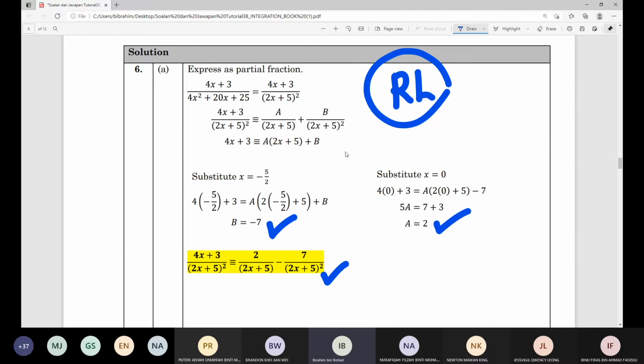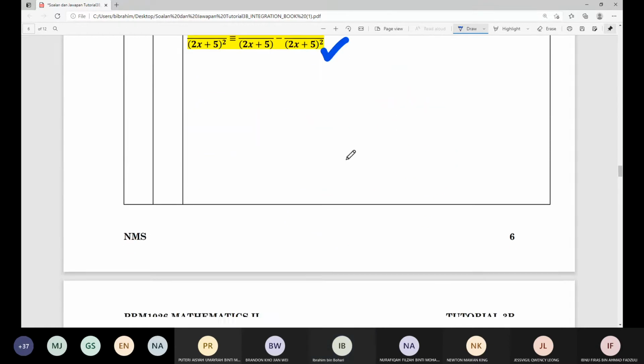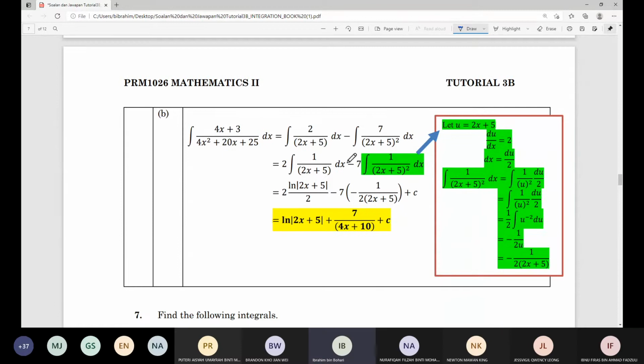Okay, question B. Integrate 4x plus 3 over 4x squared plus 20x plus 25. So first, 2 over 2x plus 5 minus 7 over (2x plus 5) squared. You take this from question A earlier. And the constant equals 7, same as before.